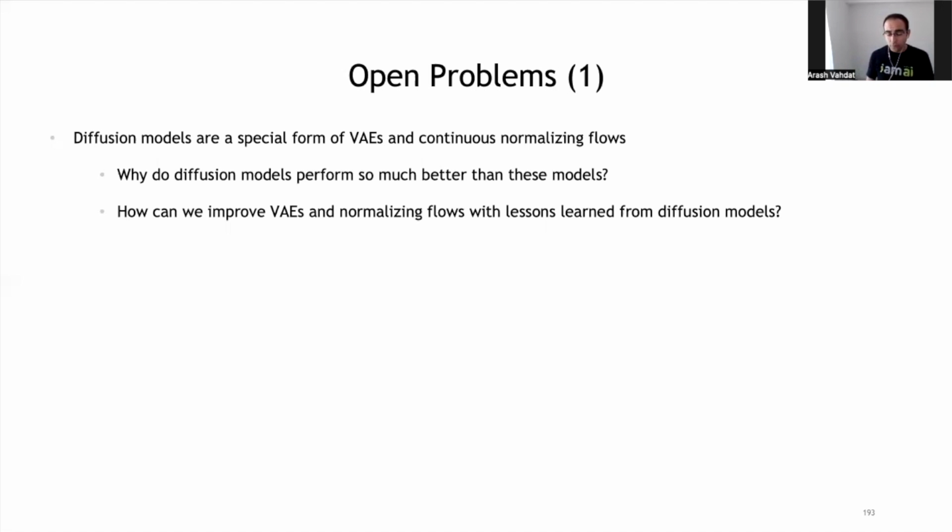So if you remember at the beginning of the talk, both Karsten and I talked about how diffusion models can be considered as a special form of VAEs or continuous time normalizing flows. But we don't exactly know why diffusion models do much better than VAEs and continuous time normalizing flows. If we can understand this, maybe we can take the lessons learned from diffusion models and why they do so much better than VAEs and continuous time normalizing flows in order to improve these frameworks. Meaning we can maybe use the lessons learned from diffusion models to improve VAEs or normalizing flows.